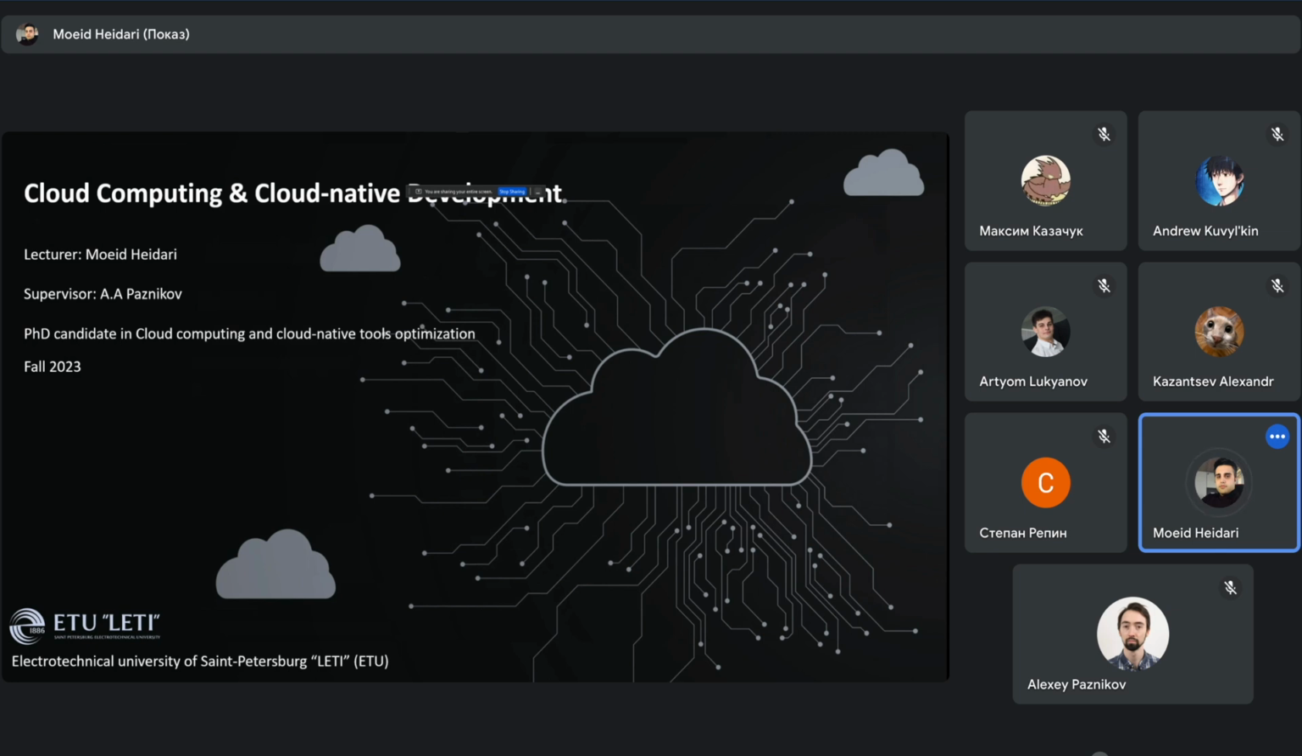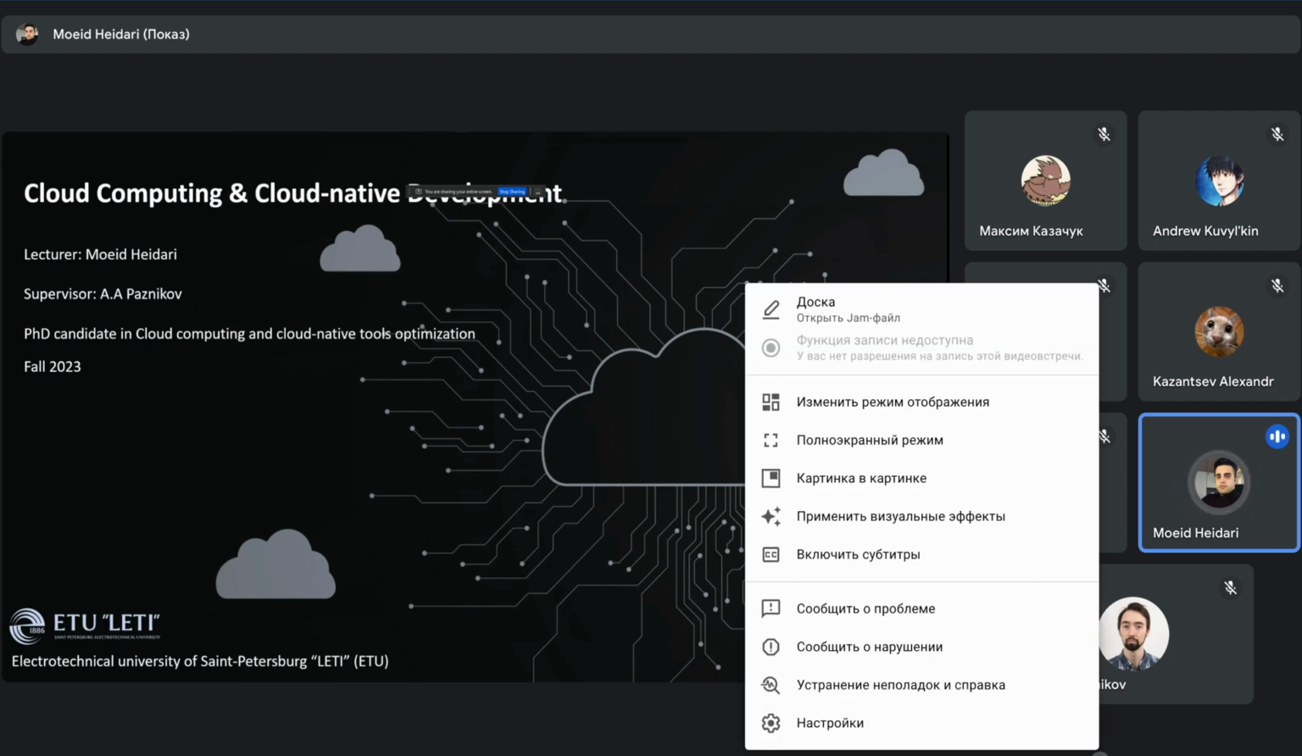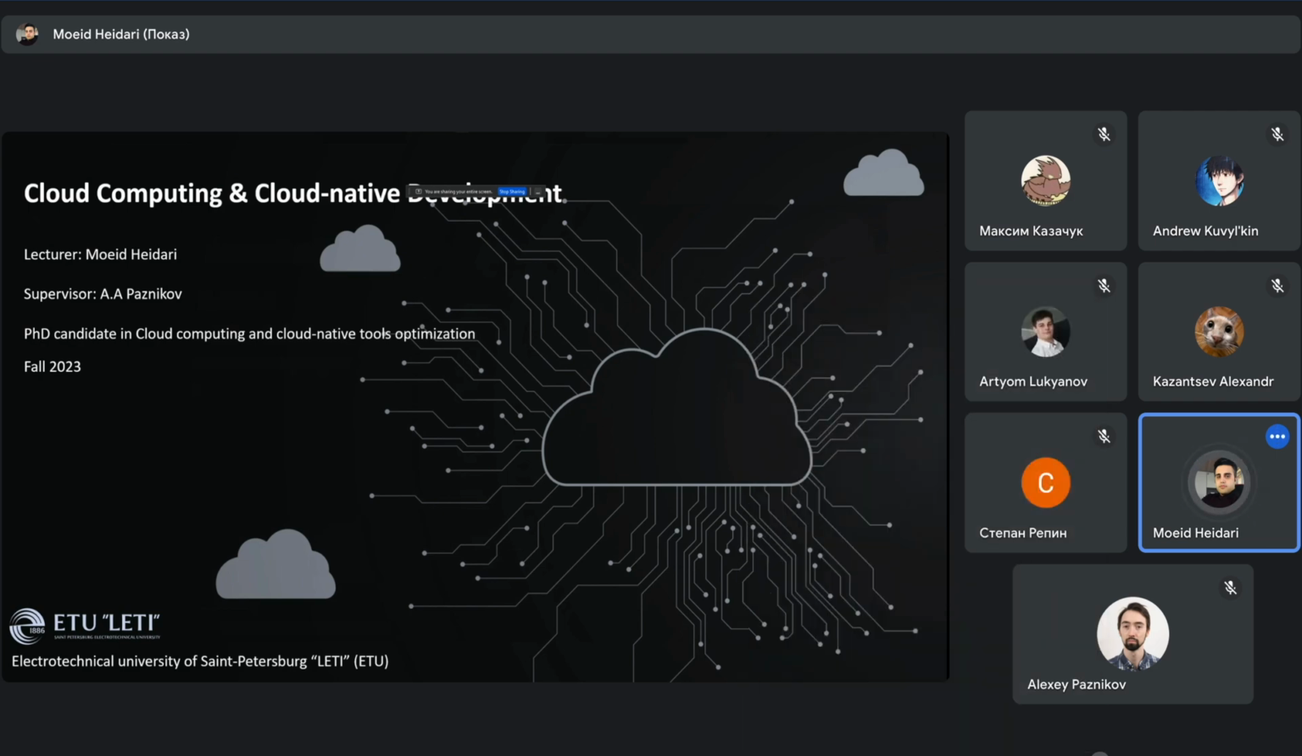should consider. So, yeah, my name is Moeid Heidari. My supervisor for PhD course is Alexey Paznikov, Professor Alexey Paznikov. I'm a PhD candidate in cloud computing and cloud native tools optimization and any kind of cloud native developments. So my current position is DevOps and cloud engineer at Bosch, Sweden branch.